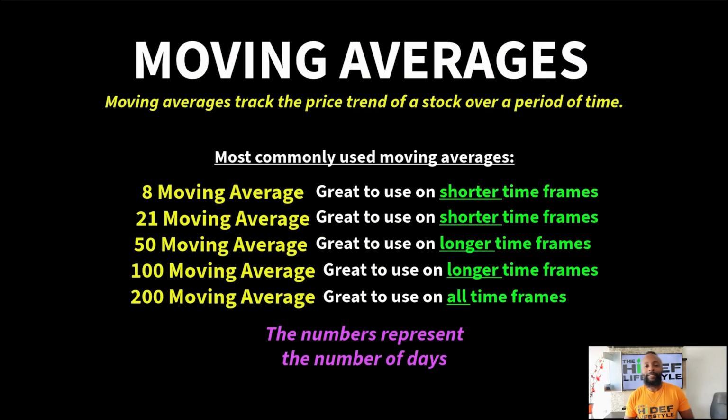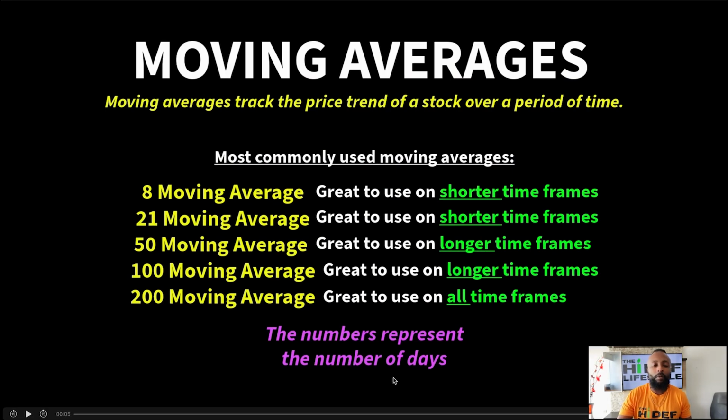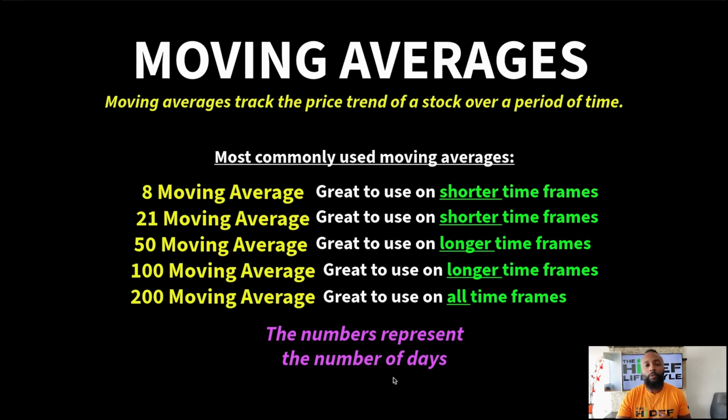So we're back. Moving averages. They track the price trend of a stock over a period of time. All right, so in the last video, I talked about the 8, the 21, and the 200 moving average. So I'm using that as I scalp trade, as I day trade, as I'm jumping into a position, jumping out. The 8, the 21, and the 200 are the moving averages that I'm using each day, along with my VWAP.